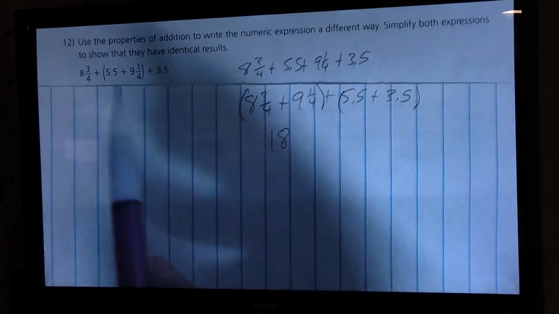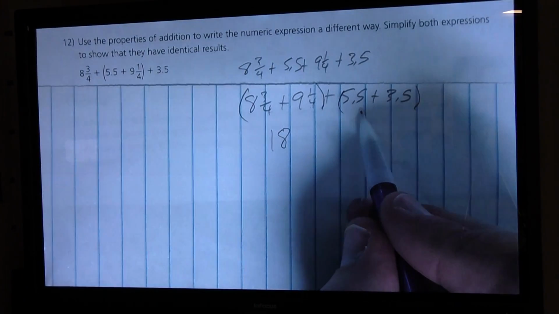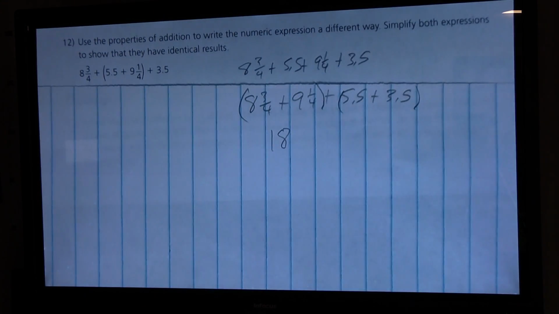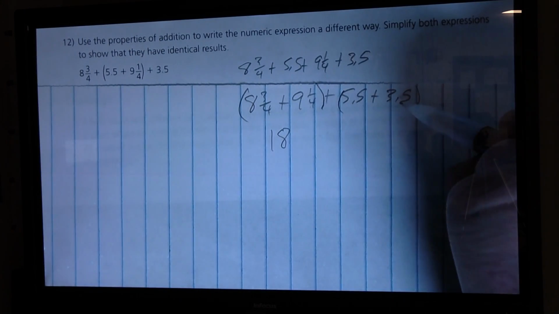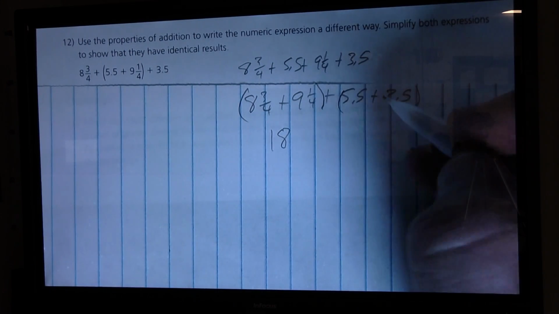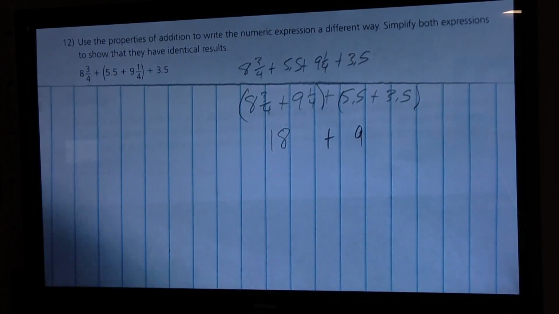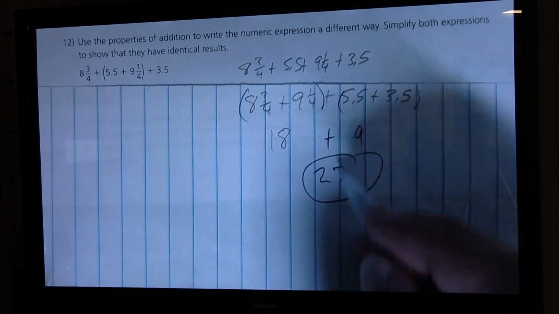Now, check out this decimal part. In the tenths place, I have 5, and in this tenths place, I have 5. And I know that 5 tenths and 5 tenths is going to equal a whole, and I'm going to tack that onto my 3 and make it 4. So this is 4. 4 plus 5 is 9. So 18 plus 9 is 27.